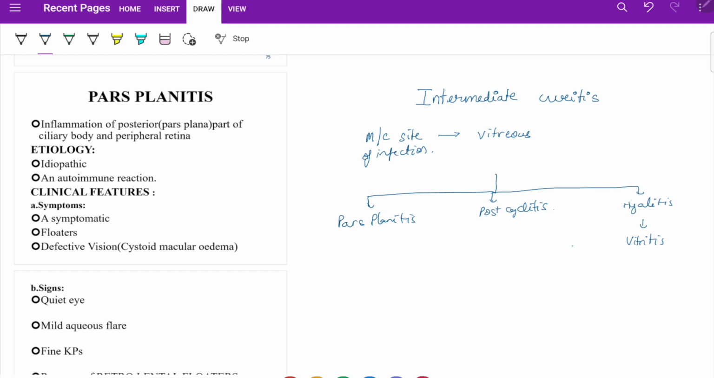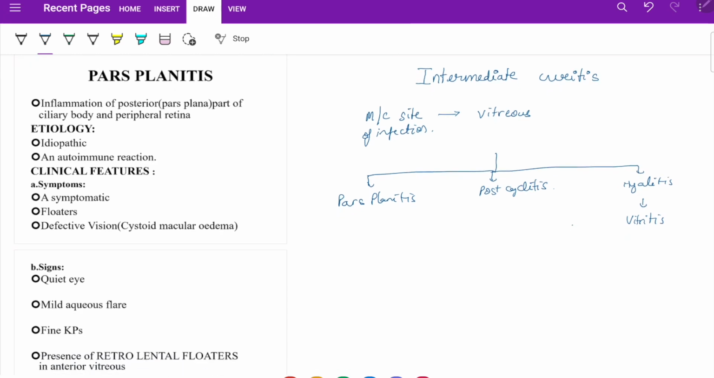Okay, now what are the causes? Causes are very simple. Idiopathic is the most common cause. Pars planitis is a subset of intermediate uveitis where there is a snowbank or snowball formation. What is the snowbank or snowball formation? I'll tell you. You have to understand why this occurs. First, there is going to be a vitreous cell.